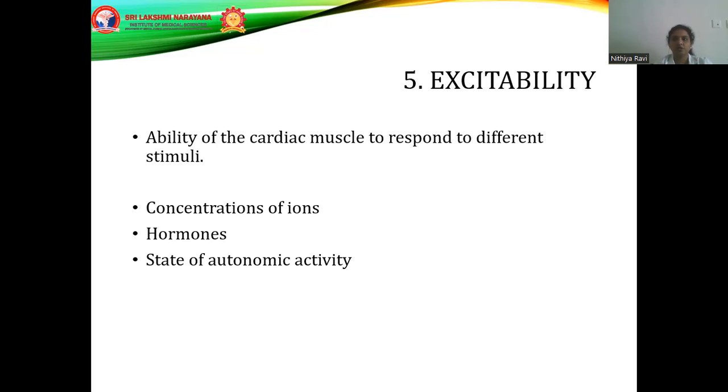Some of the hormones involved are catecholamines, adrenaline, and thyroxine. So all these hormones are involved. And then also the state of autonomic activity. By autonomic activity, we mean the sympathetic and the parasympathetic activity, which also alters the excitability. When sympathetic overactivity occurs, there is increased excitability of the cardiac muscle fibers. And when there is parasympathetic overactivity, the excitability decreases.